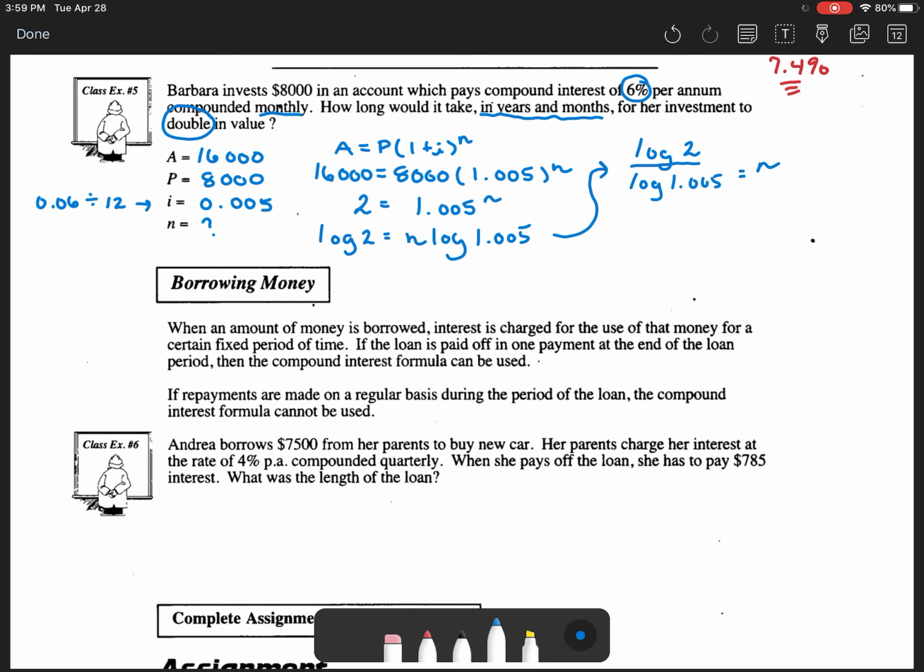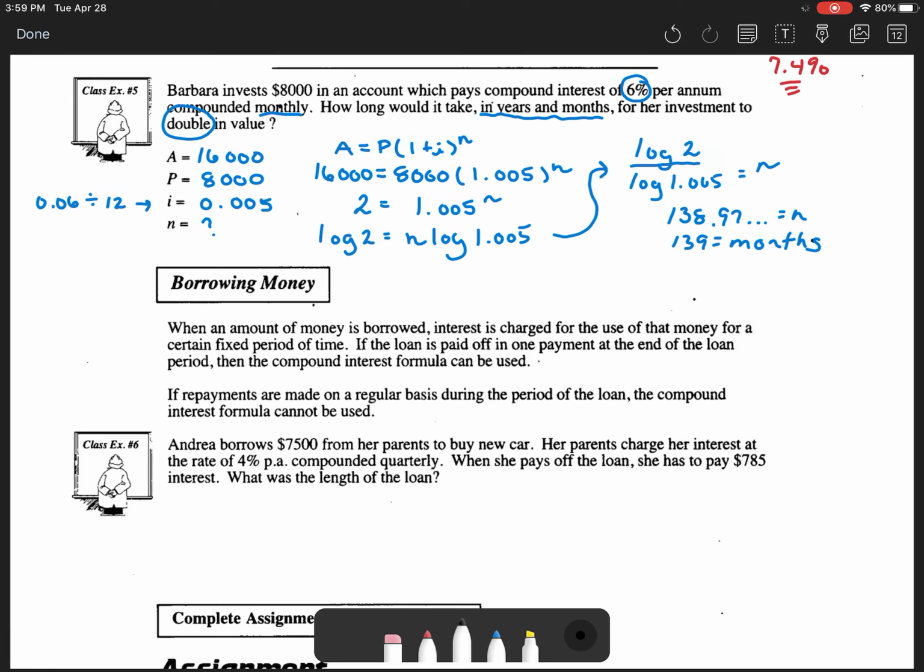And then to isolate n, it's going to basically look like this: the logarithm of 2 divided by the logarithm of 1.005. Okay, that isolates n. Since those are both base 10, I can use my calculator. So log 2 divided by the log of 1.005, and I get 138.97, etc. is equal to n. Now, since I'm over 138, that's going to be 139, and that's months.